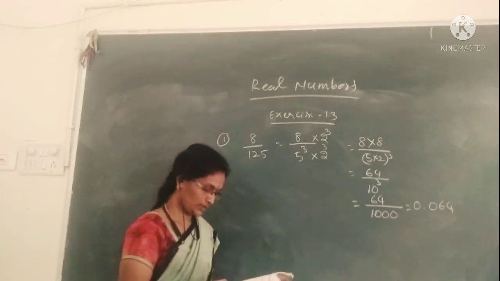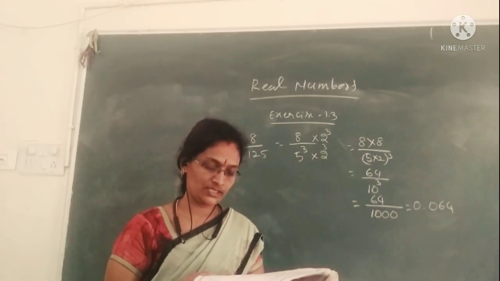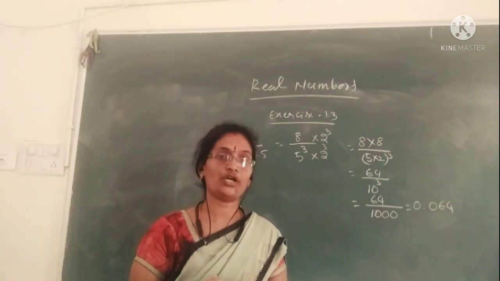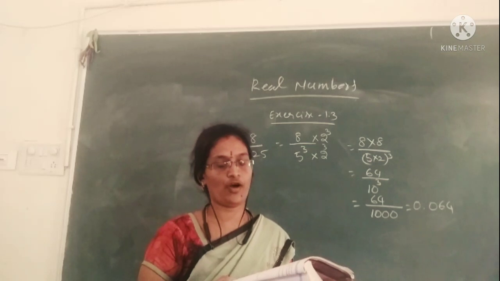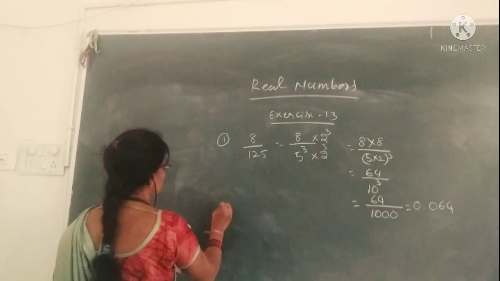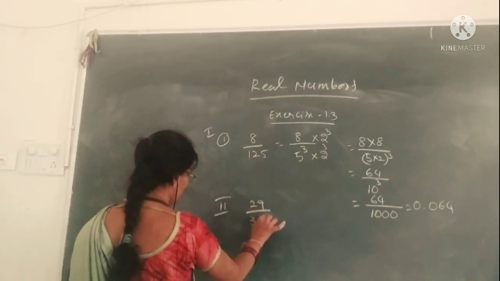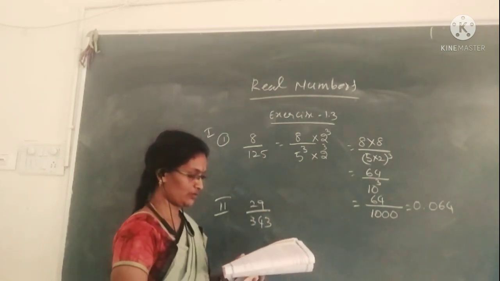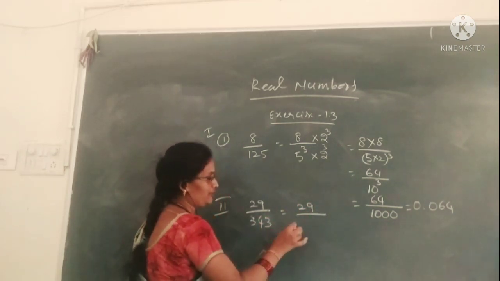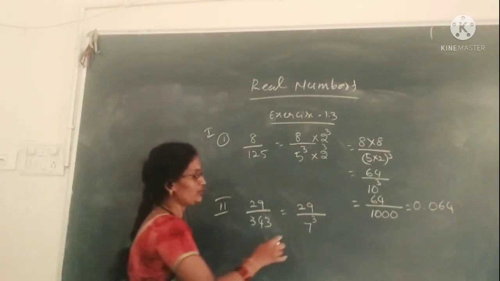So another exercise, 1.3, take the second one. Without performing division, state whether the following rational numbers will have a terminating decimal form or non-terminating repeating decimal form. So take one example: 29 by 343. Without performing division, 343 we can write as 7 to the power of 3.